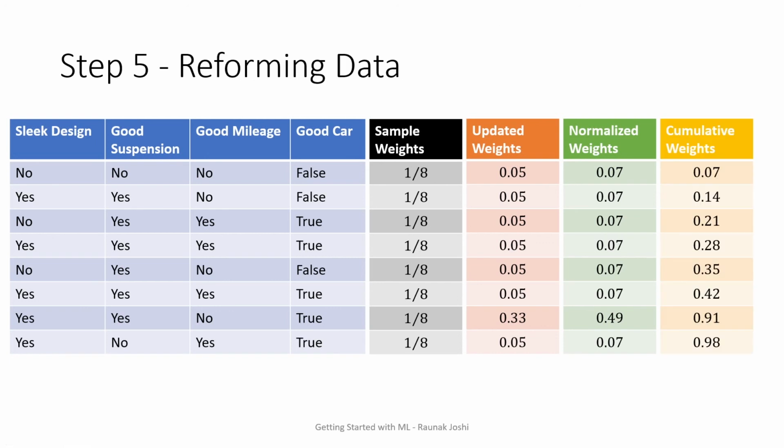Now we come to step 5, where we have to reform the data. So we are going to take the cumulative weights. Now what is cumulative, you might ask? Cumulation is a process where you add with successive values.